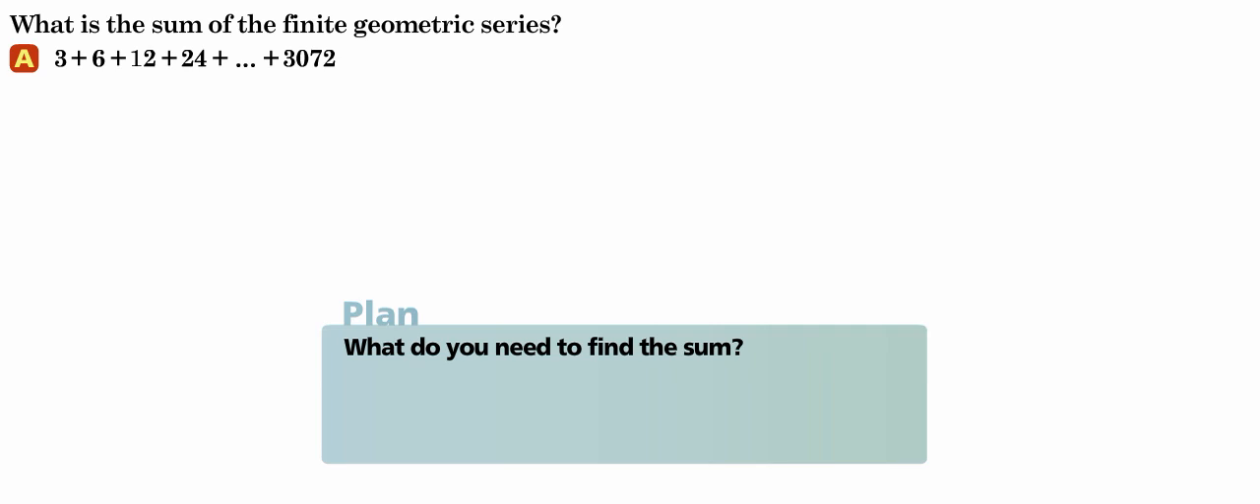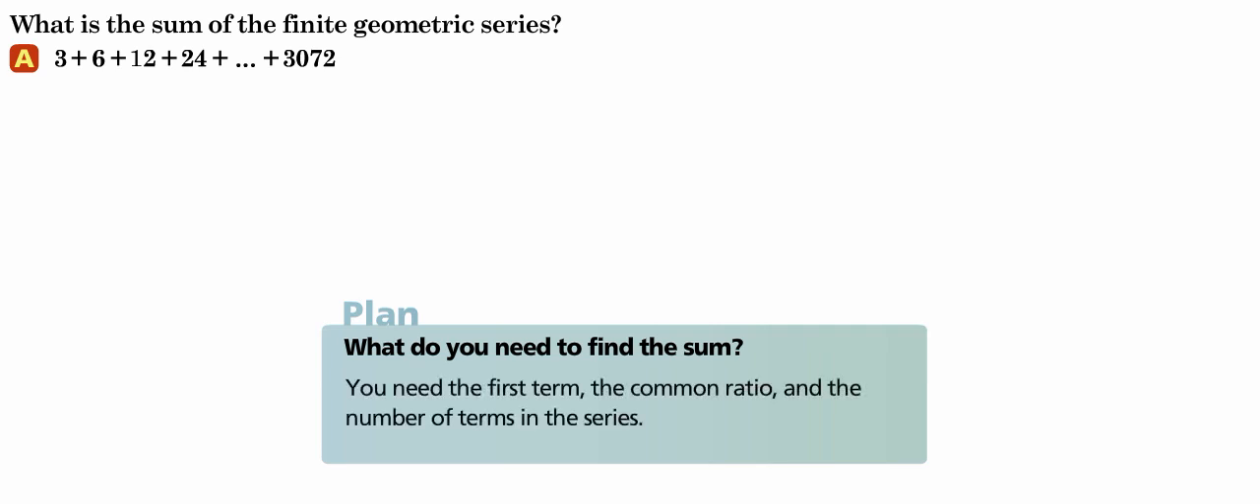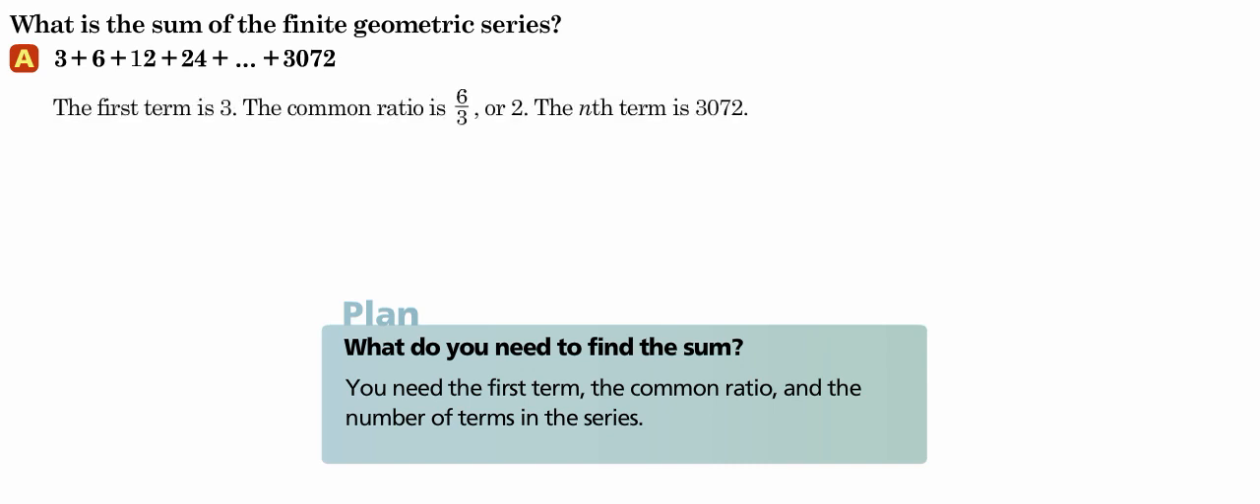What do you need to find the sum? You need the first term, the common ratio, and the number of terms in the series. The first term is 3. The common ratio is 6/3 or 2. And the nth term is 3072.